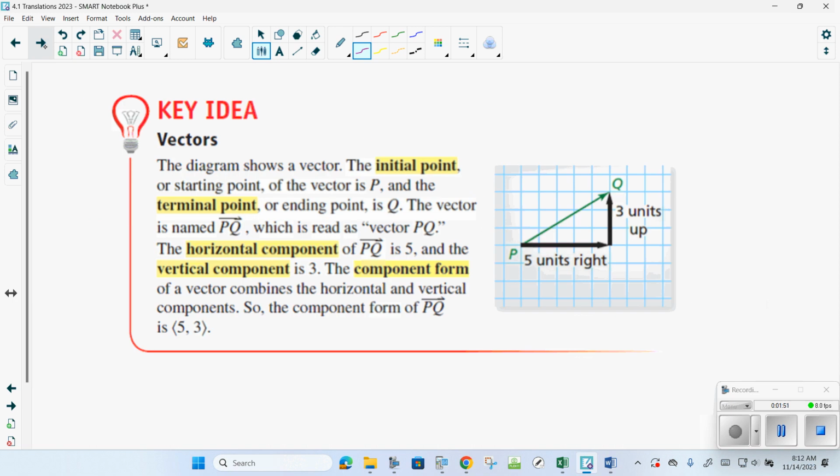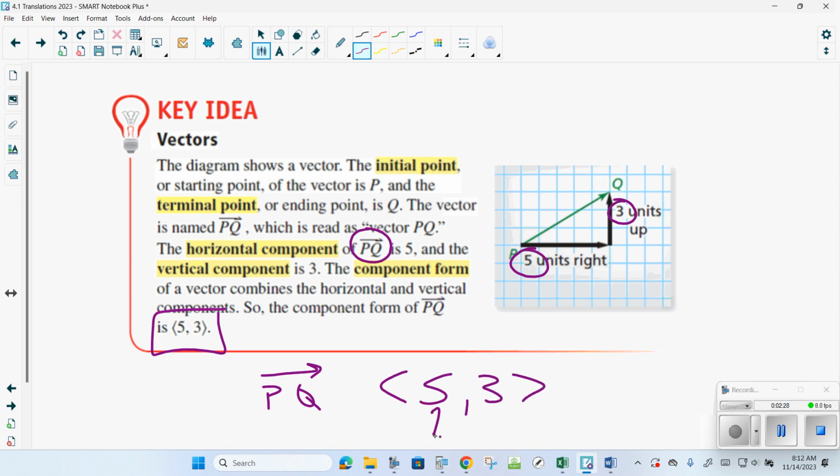The diagram shows a vector with the initial point, or starting point, of the vector P and the terminal point at Q. So it goes from P to Q, and it looks like a ray. So P to Q. A horizontal component. So notice that it's 5 units to the right, a +5, and 3 units up, which is a +3. So in component form, you would write that this way. So it goes <5, 3>. The first one would be the X, and notice it's positive because it's going to the right. So negative would be going to the left. And this is the Y. The positive would be up, and the negative would be down.